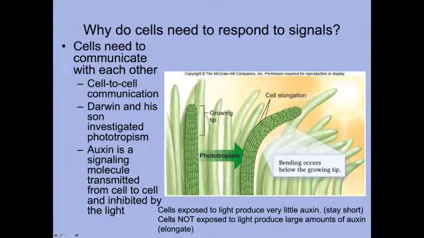Okay, so all of this is occurring up here in the growing region of this plant. So it's just another example of why a cell would need to respond to a signal. This plant is not getting enough sunlight, and it needs to expose more of its mesophyll tissue to sunlight for photosynthesis to occur. So it's going to start bending and carry out this process of phototropism.